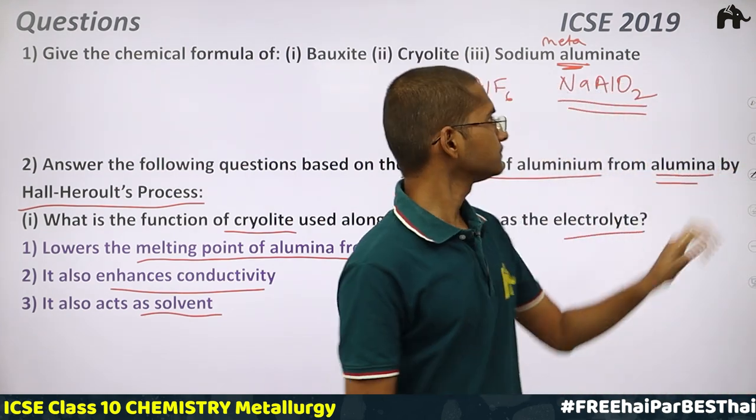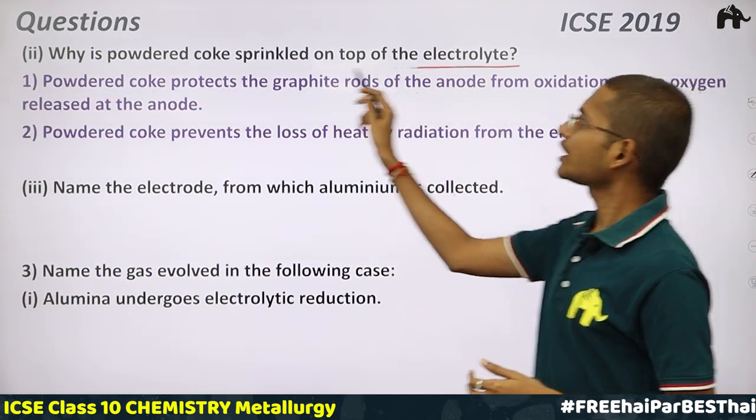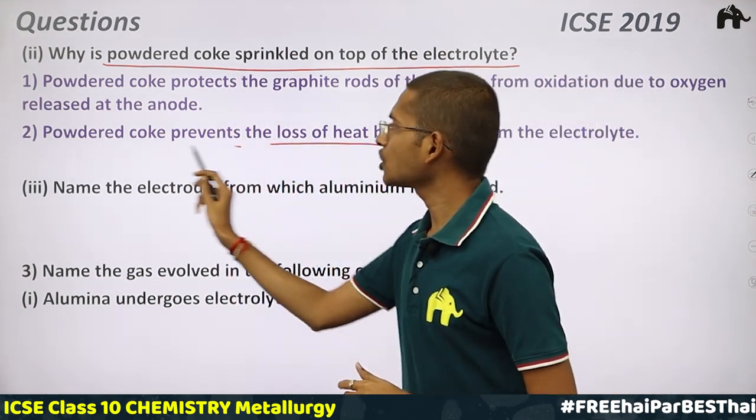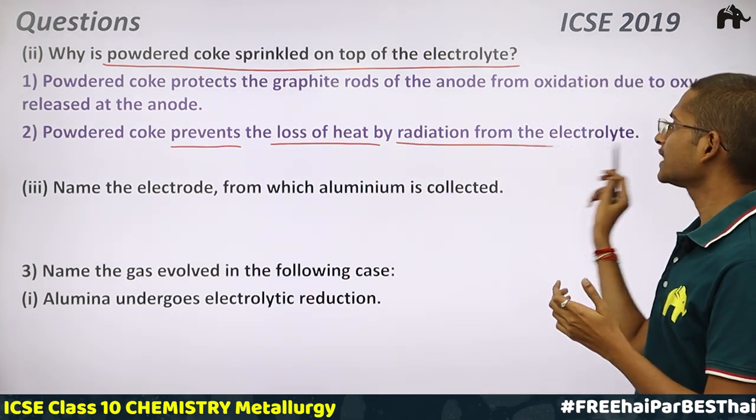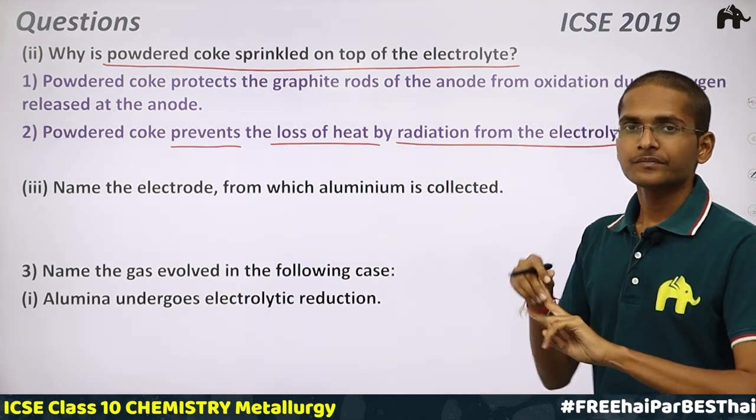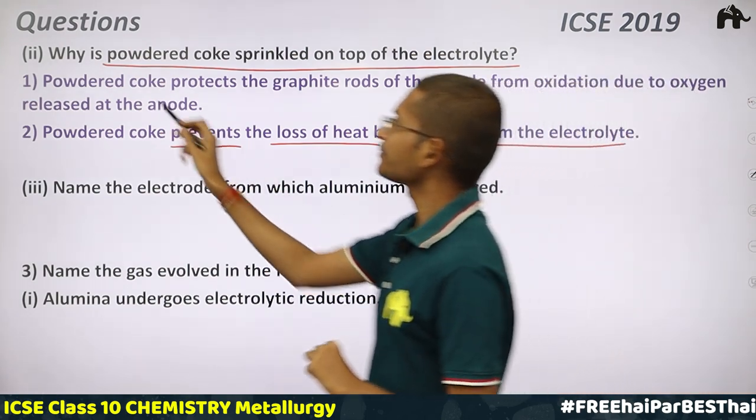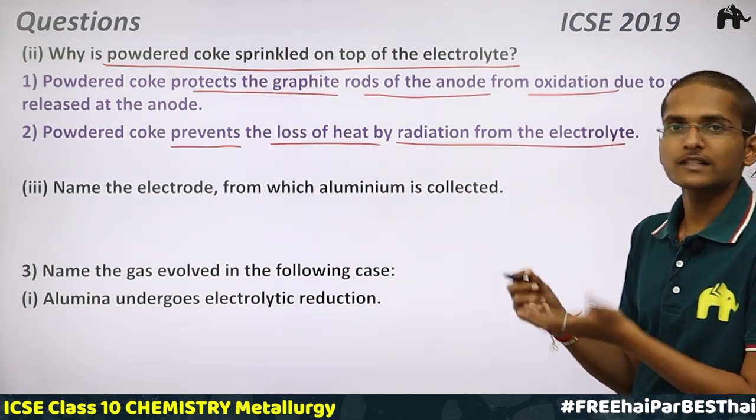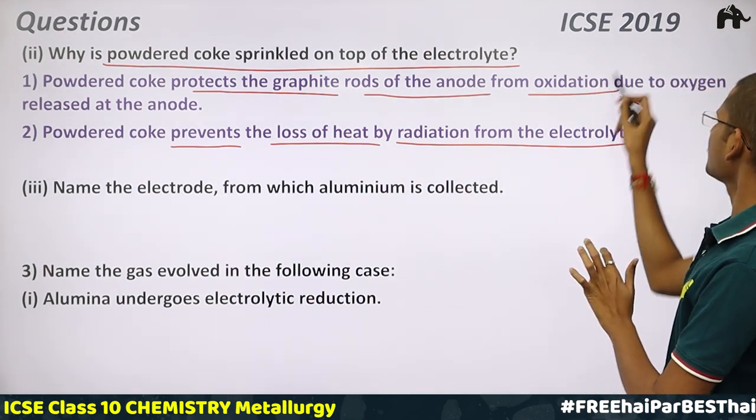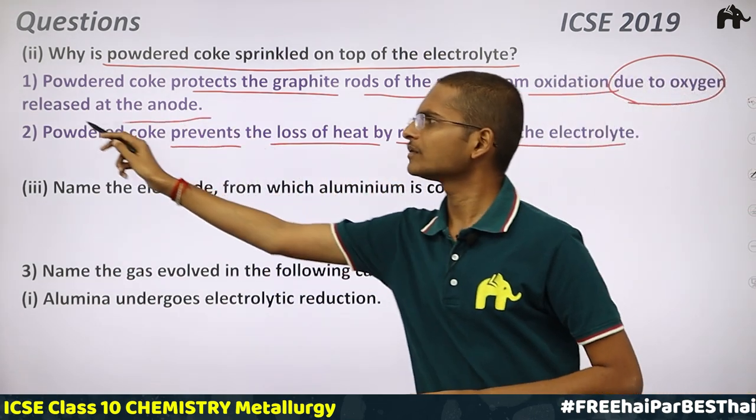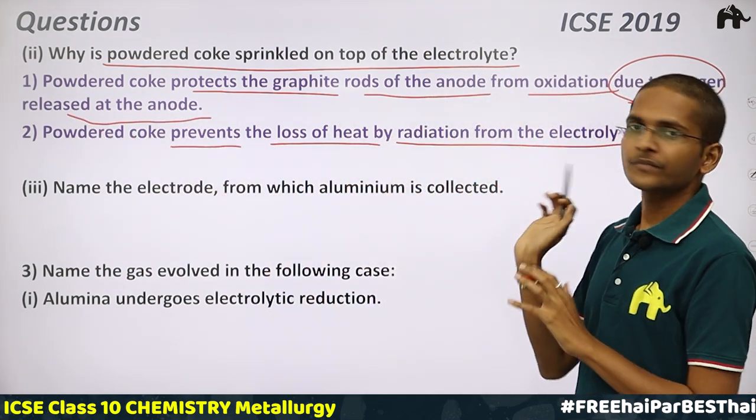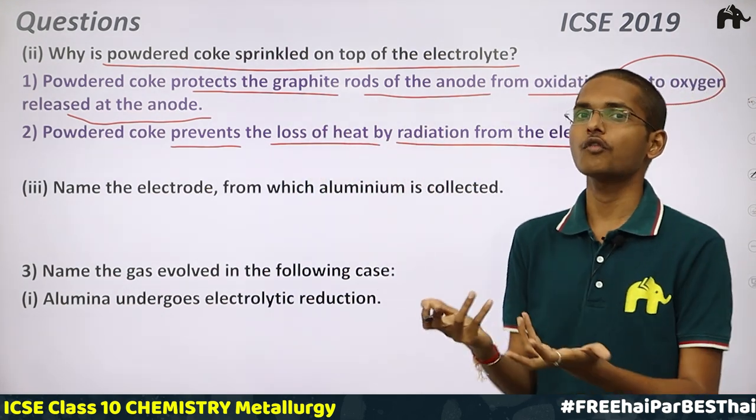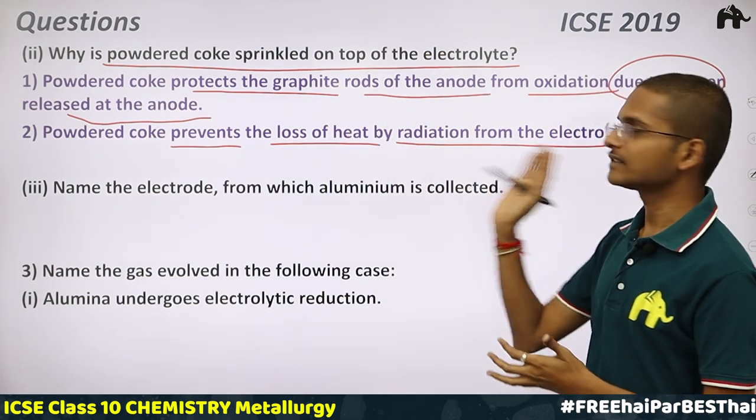Okay, clear. Next question is, why is powdered coke sprinkled on the top of the electrolyte? We have already seen the two reasons. First of all, to prevent the loss of heat by radiation from the electrolyte. And the second one was to prevent the burning of anode. Powdered coke protects the graphite rods of the anode from oxidation, which is also called burning of anode, correct? And why was this happening? Because of the oxygen released at the anode. So you can write the entire thing, or you can simply write powdered coke prevents the burning of the anode. This also would work, but you should know what is actually burning of anode.